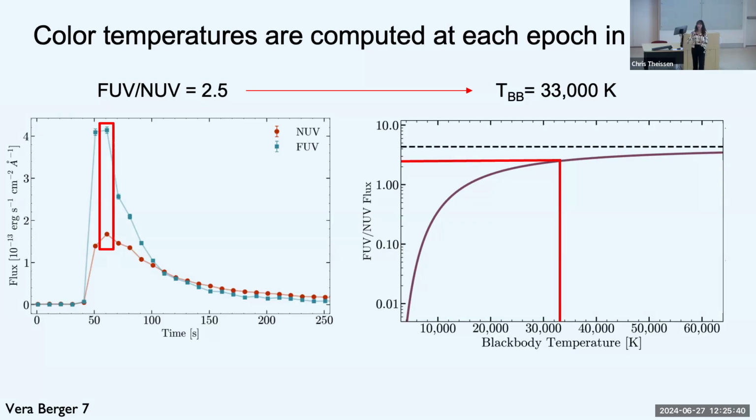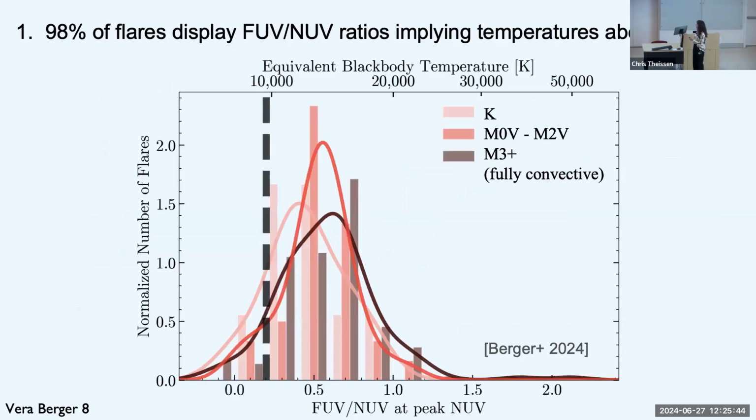Now, I'm going to share 3 results with you from our sample and 1 bonus result. The first is that, surprise, a 9,000 Kelvin blackbody is not sufficient to describe the levels of UV emission we observe. 98% of flares display far UV to near UV ratios with color temperatures above this value. So here we have a histogram of those ratios at peak brightness with bins by spectral type. And we have the typically assumed range of 9 to 10,000 Kelvin here in this black dashed line.